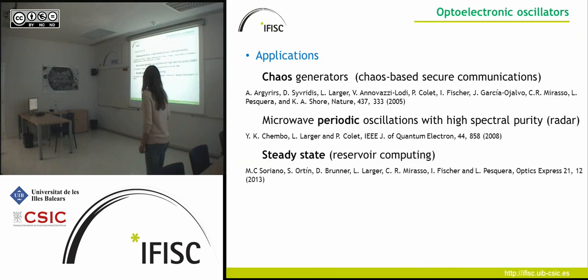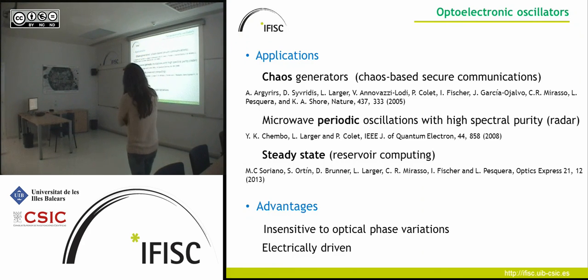So, why have we chosen this kind of system? First of all, because they exhibit a rich variety of dynamical regimes with different potential applications. They can be used as chaos generators for secure communication, also to generate microwave periodic oscillations with high spectral purity, for instance, for applications like radar. And also, they have been recently implemented in an experimental demonstration of a photonic liquid state machine, which performs a kind of neuromorphic computing. This is known as reservoir computing. And because of their advantages also. In particular, they are insensitive to optical phase variations, and they can be electrically driven.